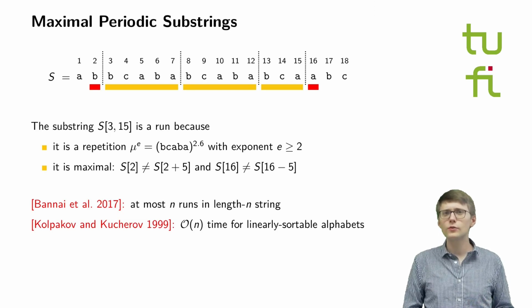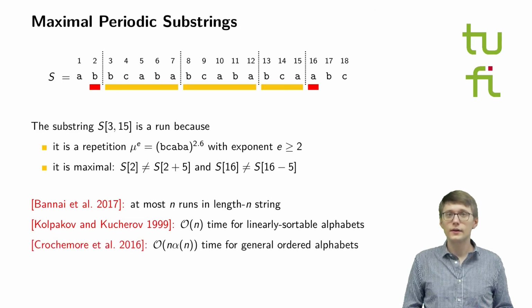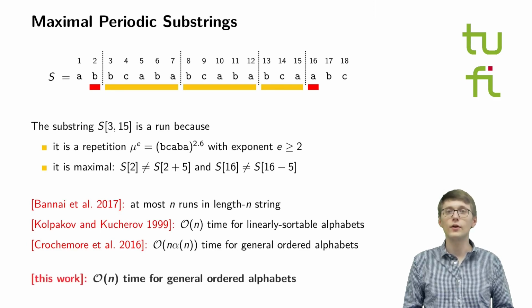We have come pretty close to linear time for general ordered alphabets though. Crochemore and others have an algorithm that runs in n times alpha of n time, where alpha is the extremely slowly growing inverse Ackermann function. With our new paper, we finally achieved linear time even for general ordered alphabets.